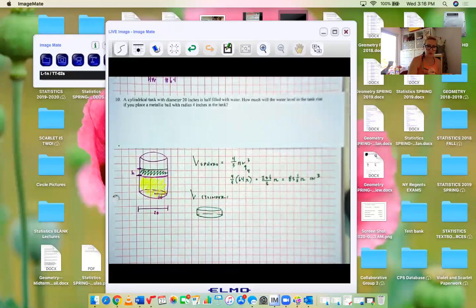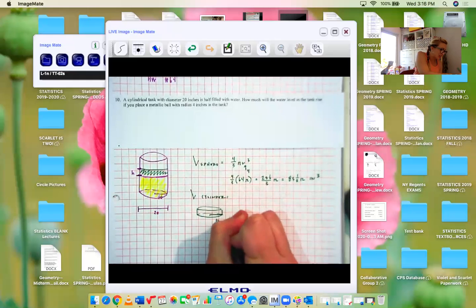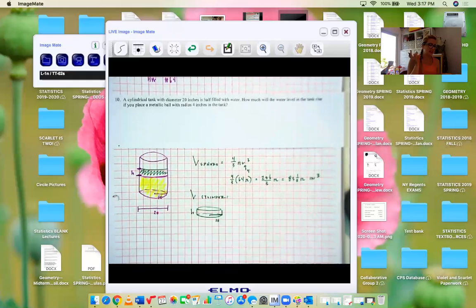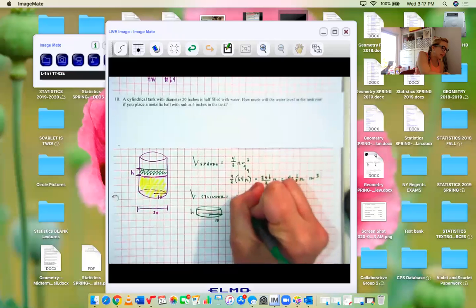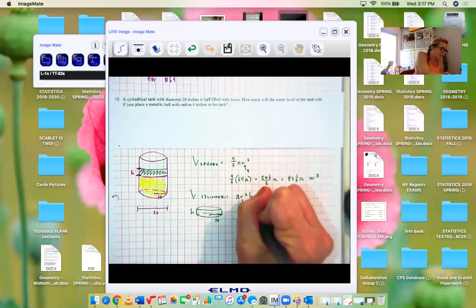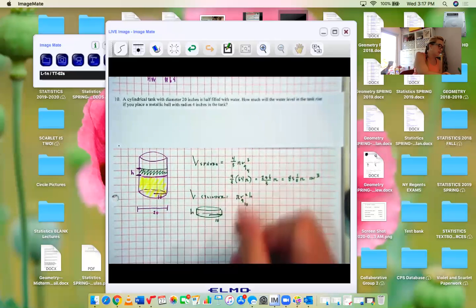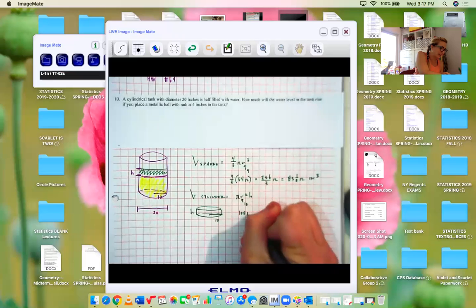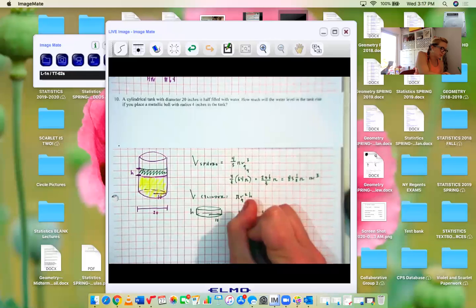So here I know that my radius is 10, and my height, I'm just going to go ahead and call that h. So here I'm looking at my cylinder would be base area times height, so pi r squared times the height. I know that my radius is 10, but I don't know the height, right? That's what I'm trying to solve for. So I have 100 pi times the height, inches cubed.